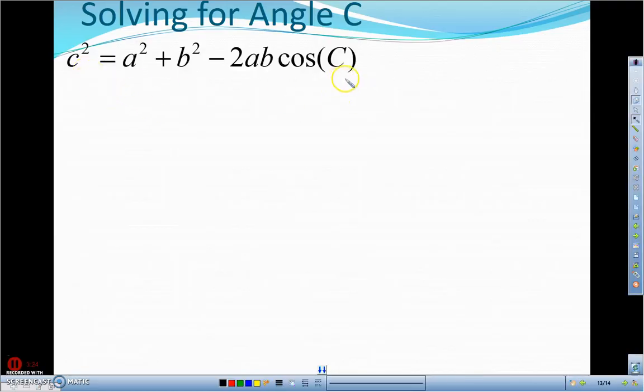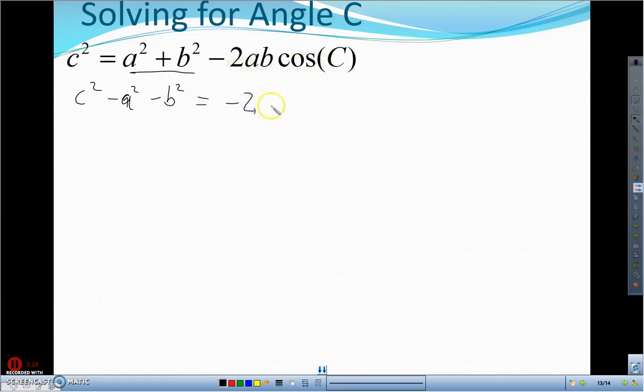So here's what we know so far, and we can rearrange this for angle C. So we're going to bring this stuff over to the other side. So c squared minus a squared minus b squared is equal to what remains over here, minus 2ab cosine c.